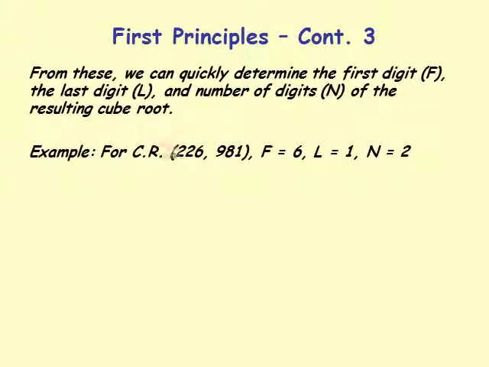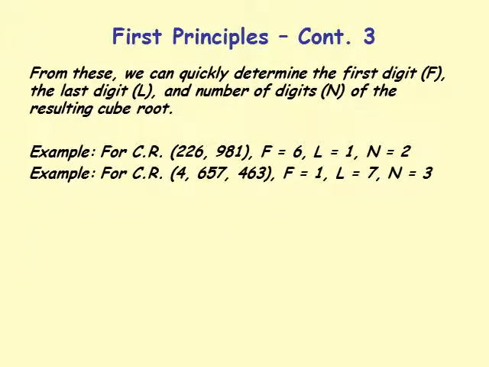So for example, cube root of 226981, two blocks of 3, so n is 2. 226 is between 6 cubed and 7 cubed. 6 cubed is 216 and 7 cubed is 343. So f is 6. From the last digit 1, the last digit of the cube root is 1.